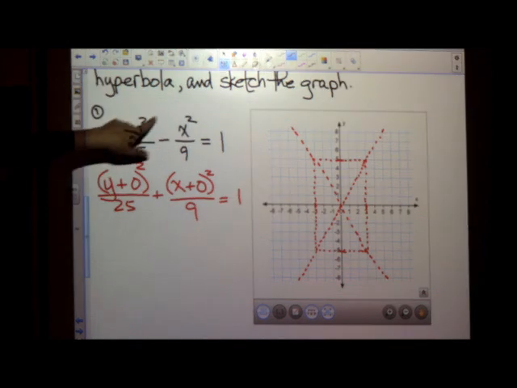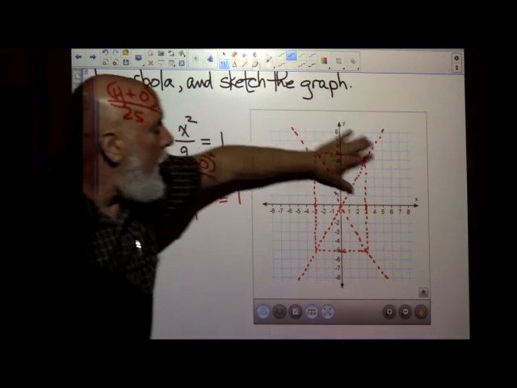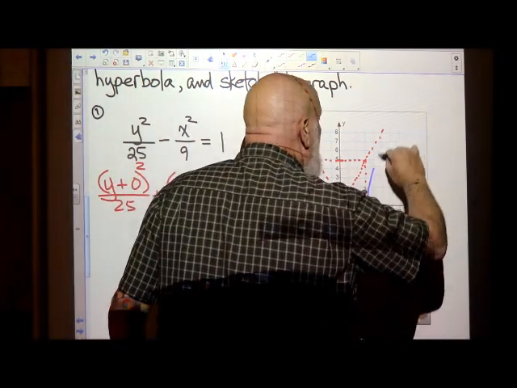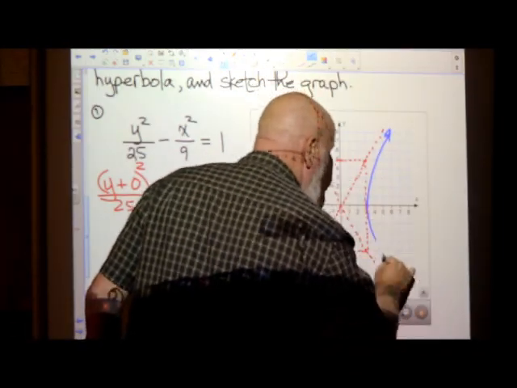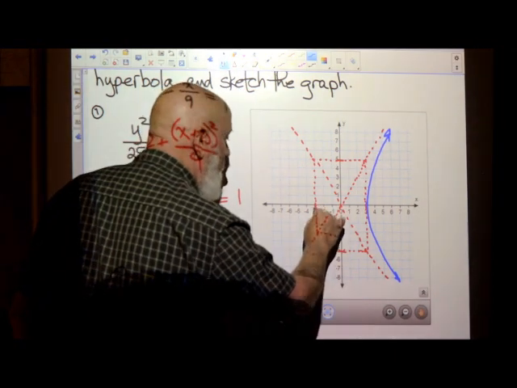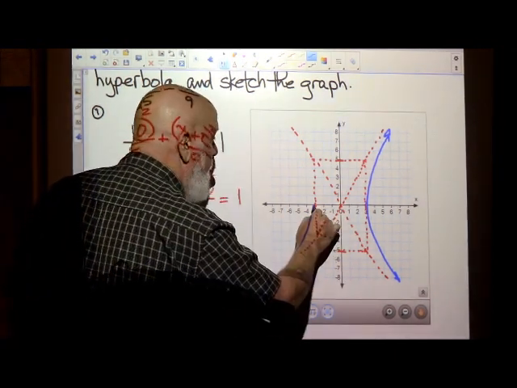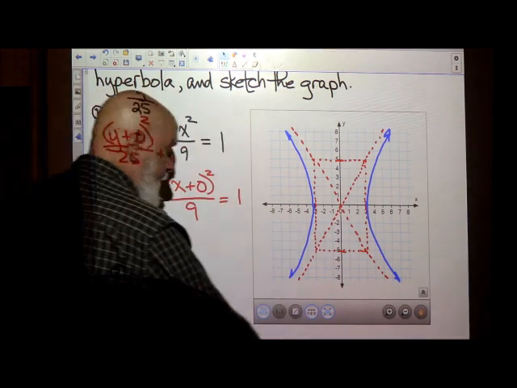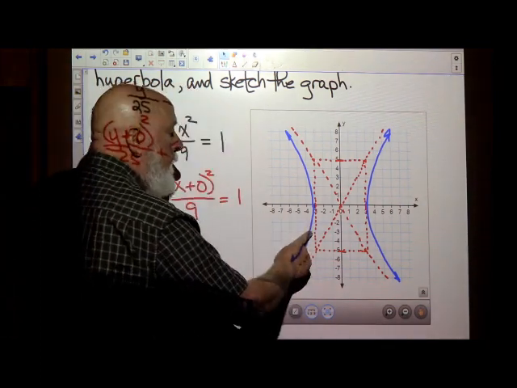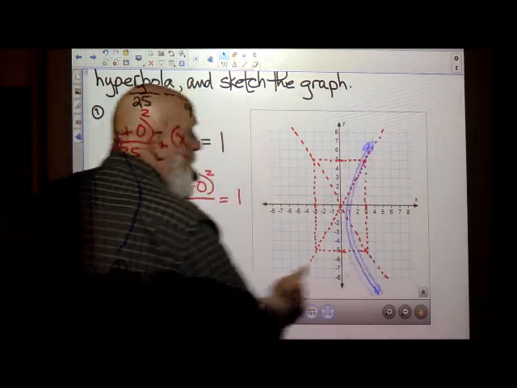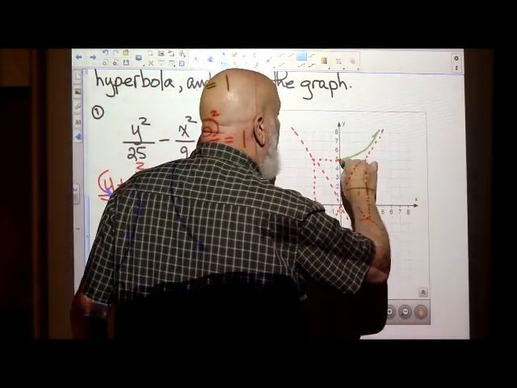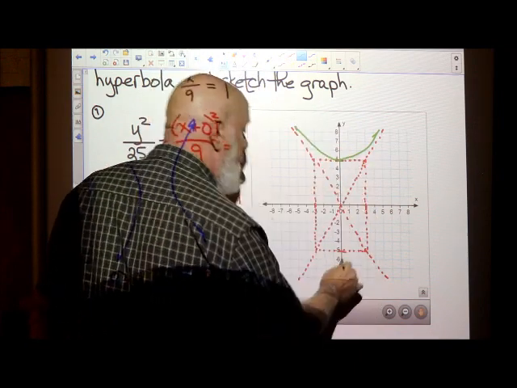Now there are two possibilities once we get this much of the graph done. This graph is either going to look like this, or it's going to look like this. And I'm going to show you how to tell the difference. It's really simple.